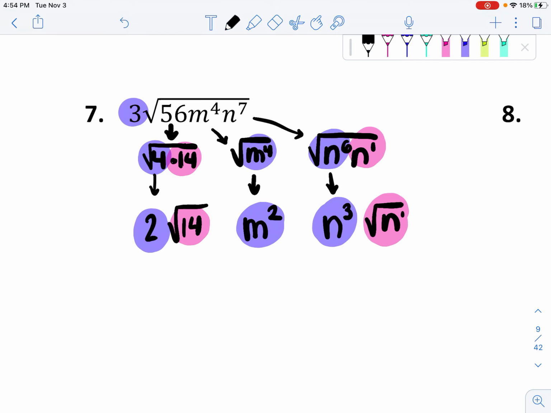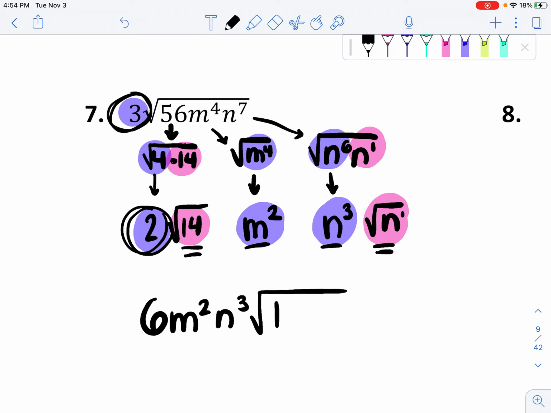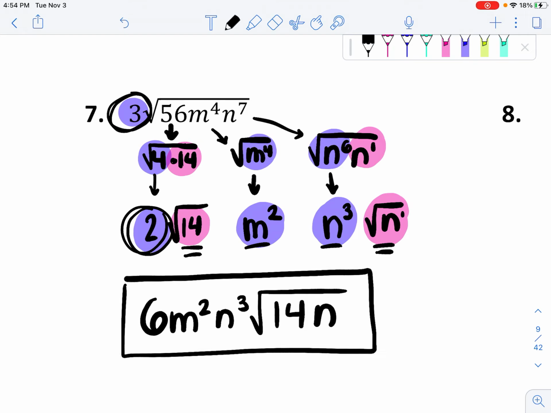So altogether, outside, I have this 3 from the beginning and a 2. 3 times 2 is going to give me 6. Then I've got the m squared and the n cubed. So 6m squared n cubed. And trapped underneath, I've got a 14 and an n. So 14n. So that is my answer.